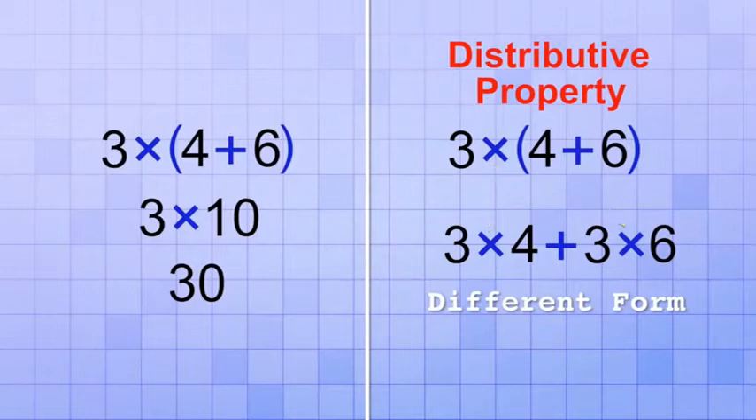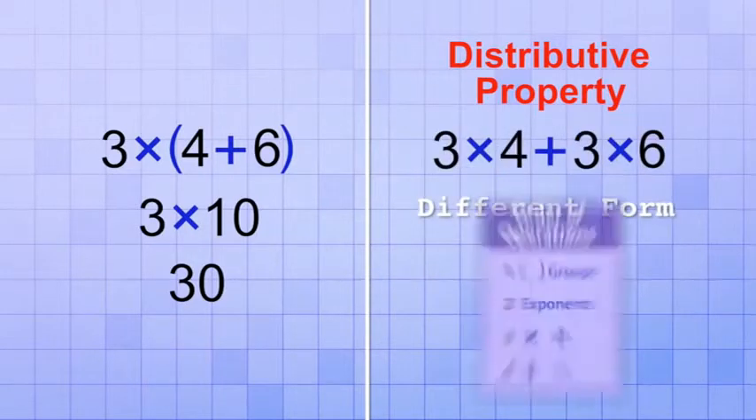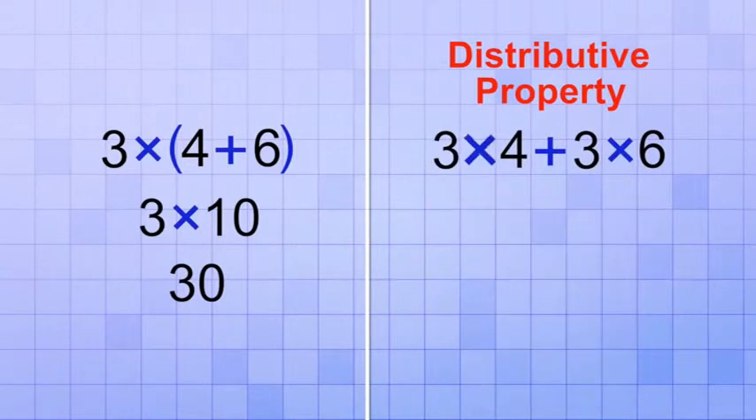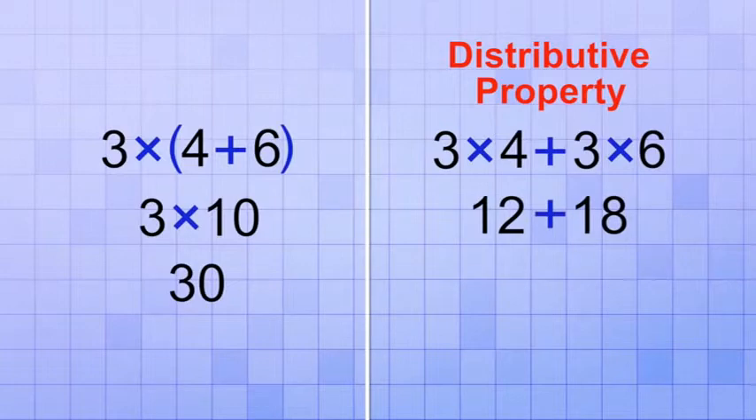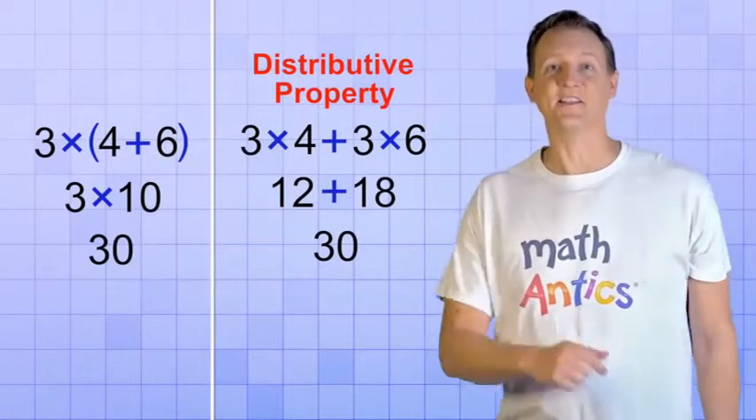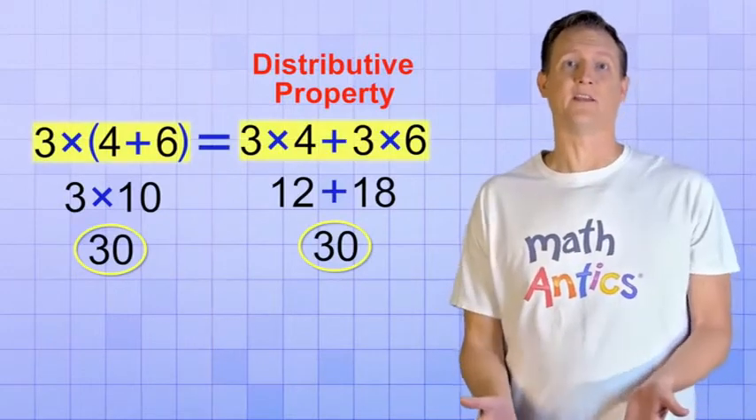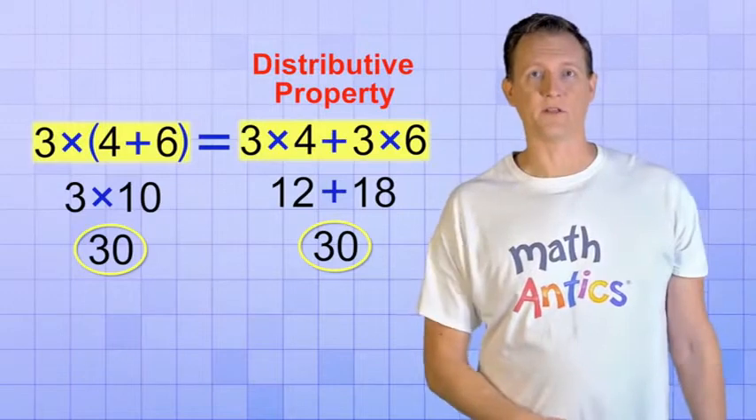Now, we can continue to simplify this new form using our order of operations rules. Those rules tell us to do multiplication before addition. So, 3 times 4 is 12, and 3 times 6 is 18. The last step is to add those two results together. 12 plus 18 equals 30. Well, look at that. We got the same answer in both cases, which means our original expressions are equivalent, even though they have different forms.